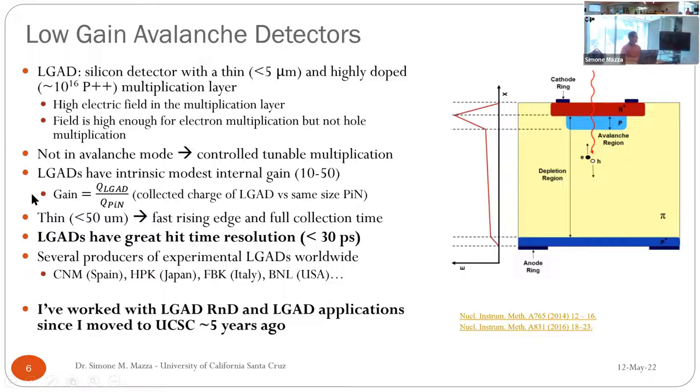An important parameter is that these devices are thin, so they are usually 50 microns or less. So they have a fast rising edge and a fast full collection time. They can reach a time resolution less than 30 picoseconds. And even though this technology is pretty new, they were built for the first time by CNM like 7 years ago. Now there are several producers of LGADs. There's CNM in Spain, HPK in Japan, FBK in Italy, BNL just close by here. And then there are some Chinese producers that are really ramping up the production at the moment. So I've worked with this kind of device R&D since I moved to UCSC in the past few years.